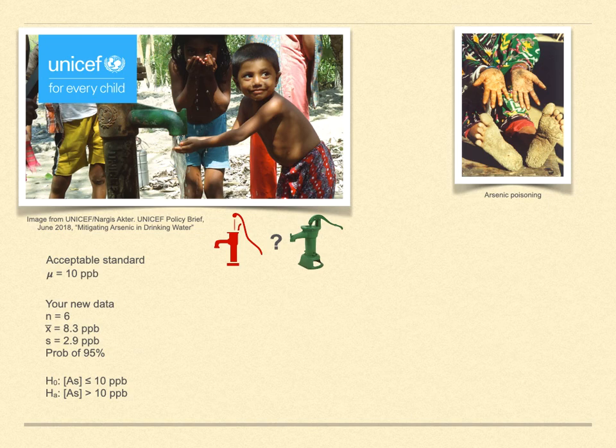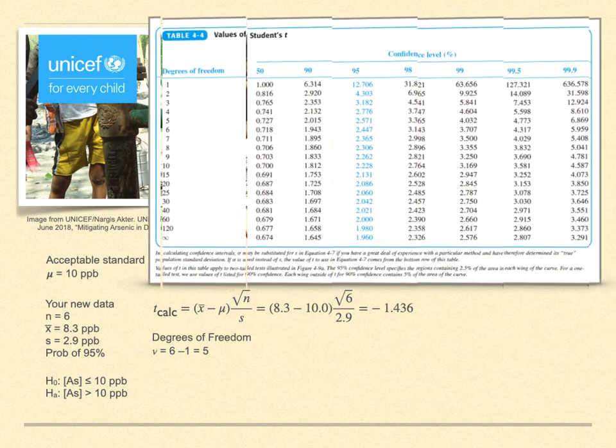We perform the t-test by calculating the t-statistic with an equation that is just a reorganization of the expression we have used for the confidence limit. We use this equation. This is our calculated t-statistic, minus 1.436. We must compare this to a value from our t-table. First of all, we need to know the number of degrees of freedom in our data set. Since we acquired 6 samples, nu is equal to 5. Here's the t-table.